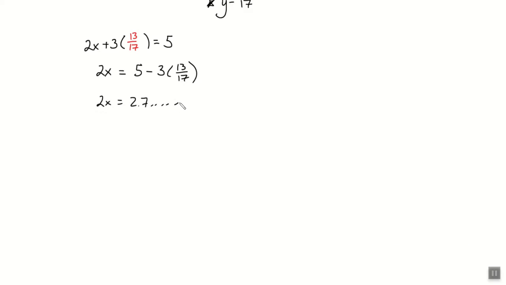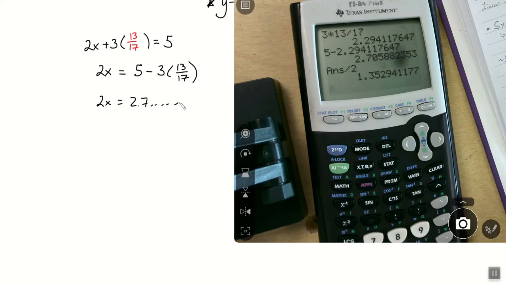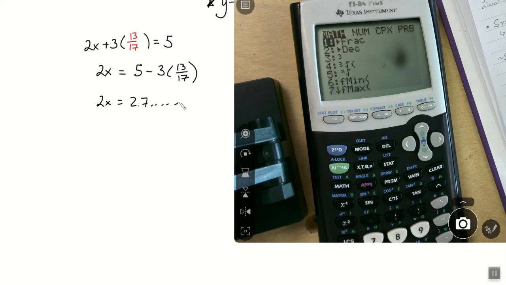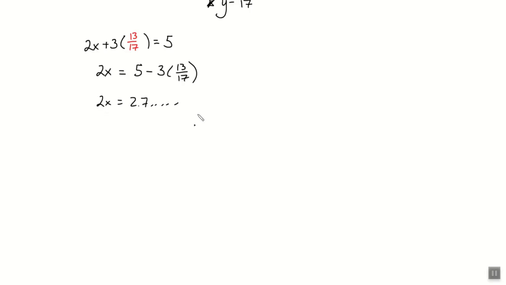Who cares? How do you solve for x? That's what I need to hear. Check it out. Divide by 2. Yuck. That's awful. If only there were some math to make it a fraction. Oh. Math. Frac? 23/17? Yep. Is that what I had? Yeah. Oh, thank goodness. I lost it. Okay, so if you have to use a calculator, I'm totally fine with that. 23/17.